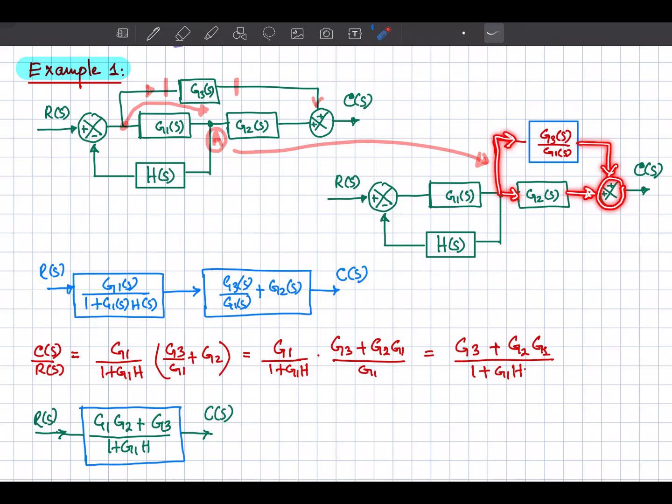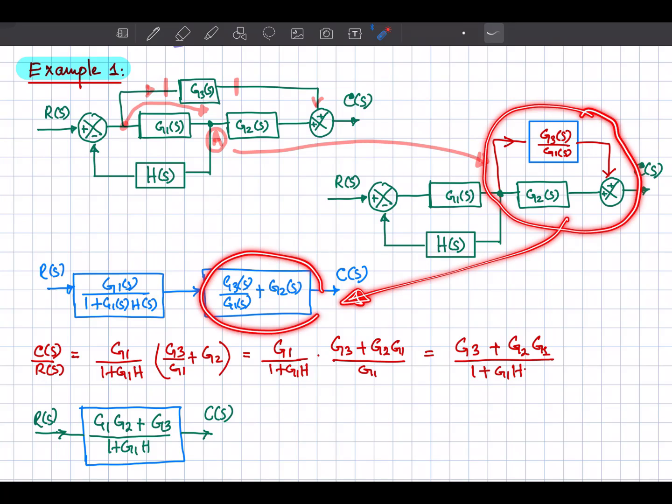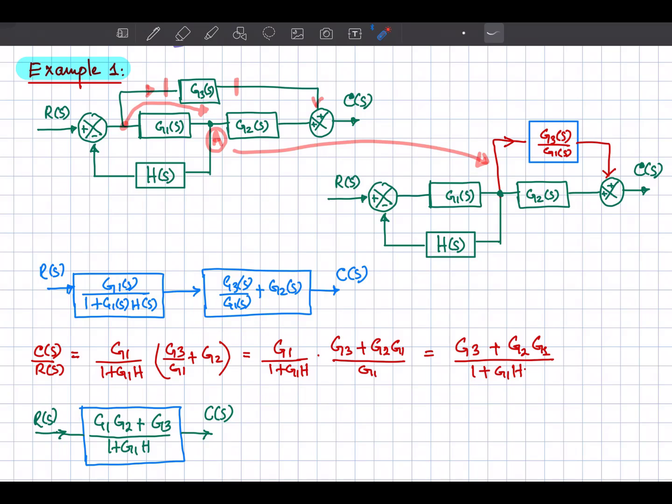So what will be the net combination, net transfer function of this one? When the branches are in parallel, their transfer functions are added up. So you can see over here, the transfer function of the upper block is G3 by G1, and the transfer function of the second path is G2. Okay, so by adding them together we can replace this part with this one. So one part of the diagram is reduced to one transfer function.